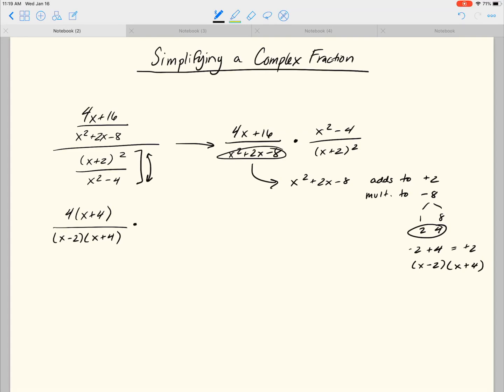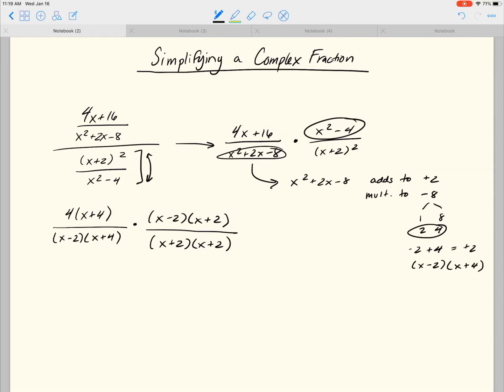And we can just continue breaking things down on the right. X squared minus 4, that's the difference of squares. So immediately I know that can be x minus 2, x plus 2. And on the bottom half of the fraction, we have x plus 2 squared. That's just two of them, so I can rewrite that as x plus 2 and x plus 2.